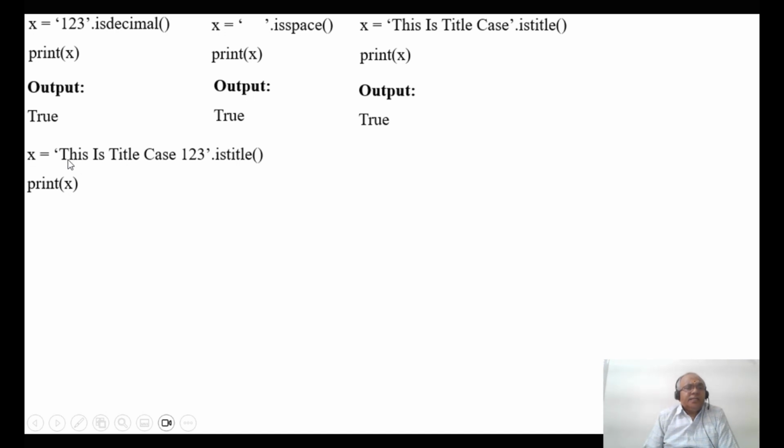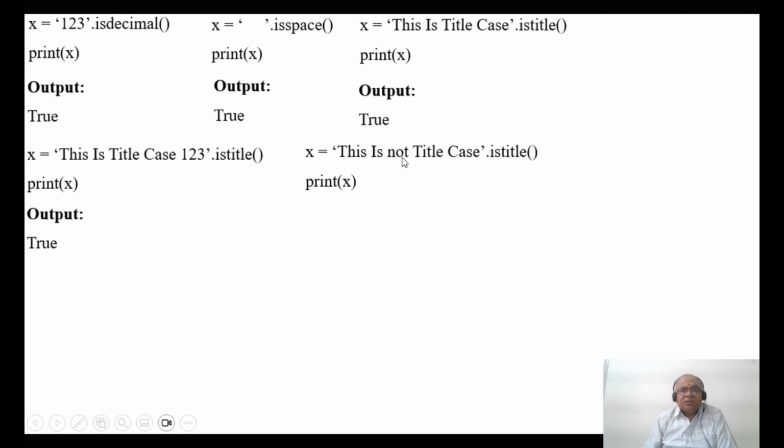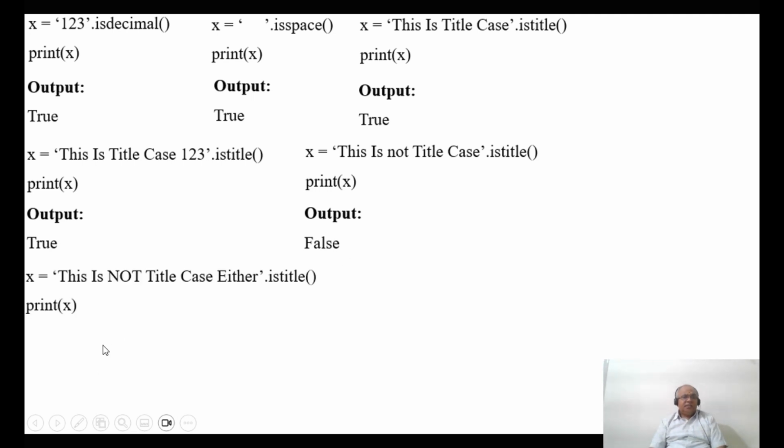Similarly, 'This Is Title Case 123' dot istitle. Here the condition is true because the words start with capital letters. And here you can see 'this is not Title Case' dot istitle. The condition becomes false because the first letter should be capital if the condition has to be satisfied. Since the starting character is a small letter, it doesn't come under istitle. Therefore it becomes false.